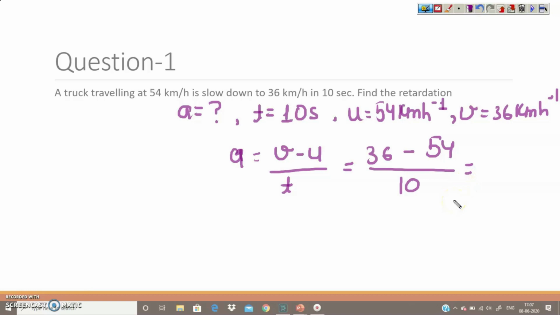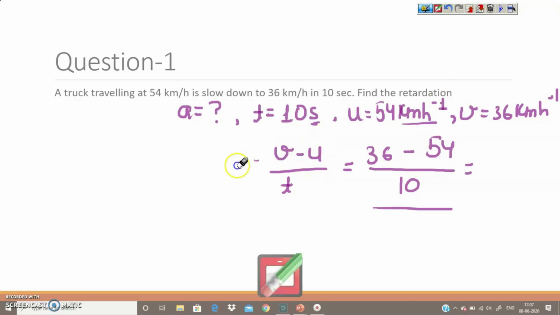But if you are thinking that if we put it like this, we'll get the answer, no, we'll not get the answer like this. You know why? Because here the time is in seconds and here it is in kilometer per hour. So we cannot get that. First, we need to change kilometer per hour to meter per second.